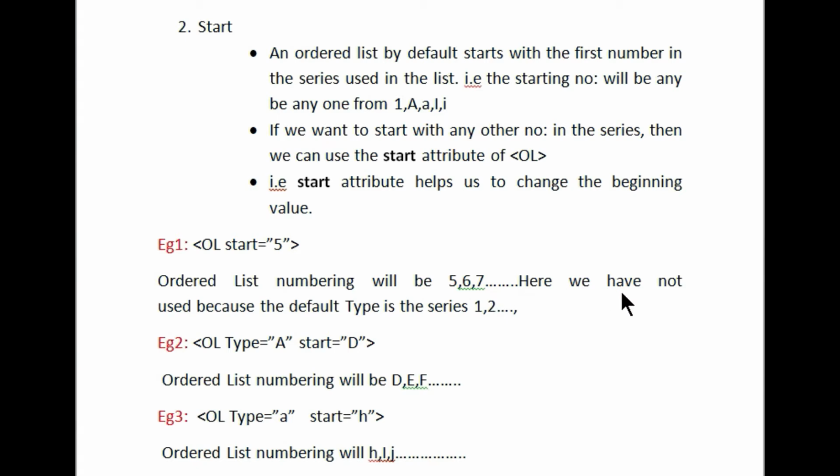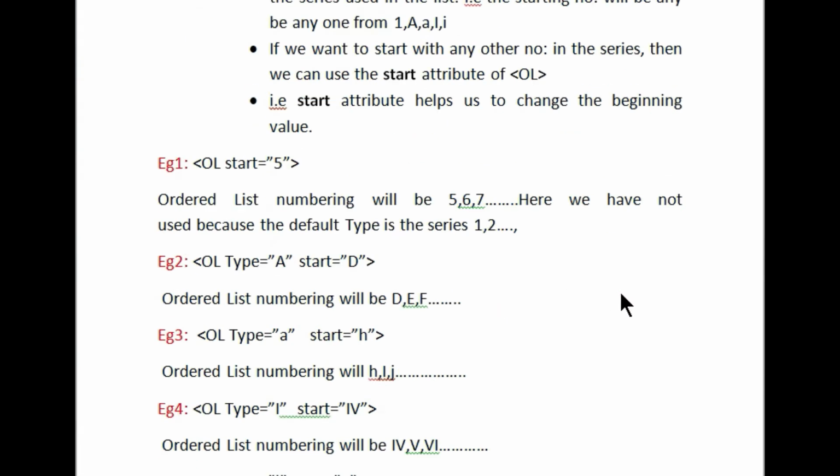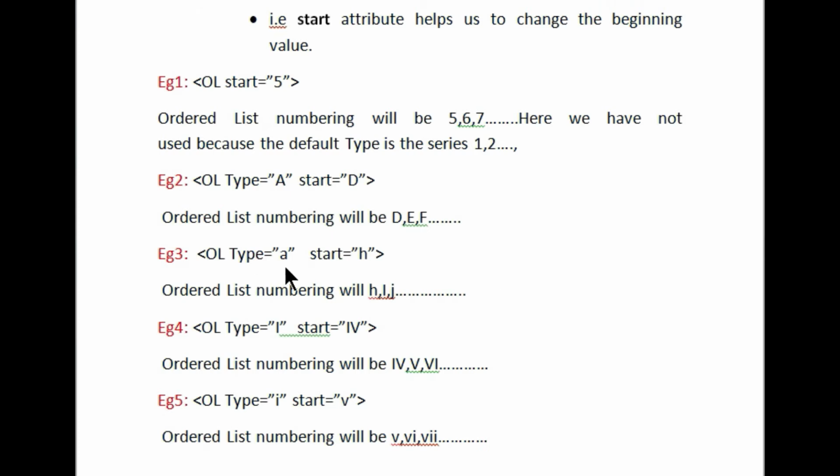4 items ആണെങ്കിൽ 5, 6, 7, 8 ആവും. അങ്ങനെ പോകും. ഓക്കെ, now next is type is equal to A, start is equal to D. എവിടെ നിന്ന് തുടങ്ങുന്നു? D-യിൽ നിന്ന് തുടങ്ങുന്നു. D, E, F അങ്ങനെ പോകും. ഓക്കെ, next one is type is equal to small a, start is equal to h, small a ആയതുകൊണ്ട് h, i, j അങ്ങനെ പോകും.